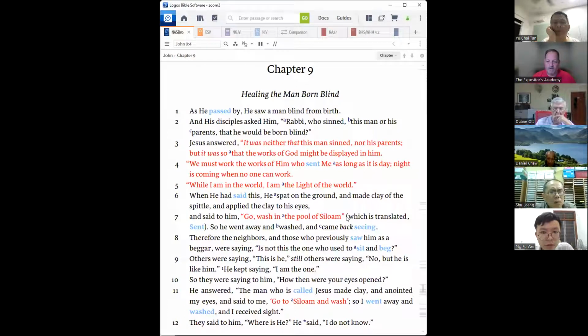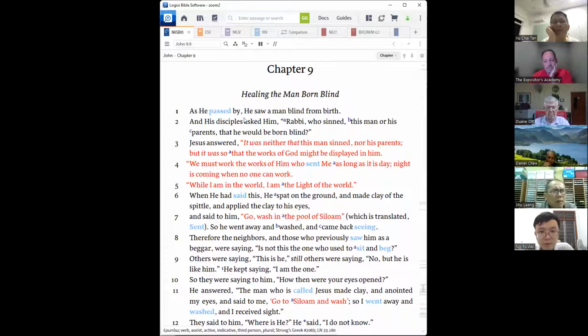Okay, there's one statement there you skipped over. "Go wash in the pool of Siloam." And then what did he say after that? Sent. Yeah, which is translated sent. So he went away and washed and came back seeing.